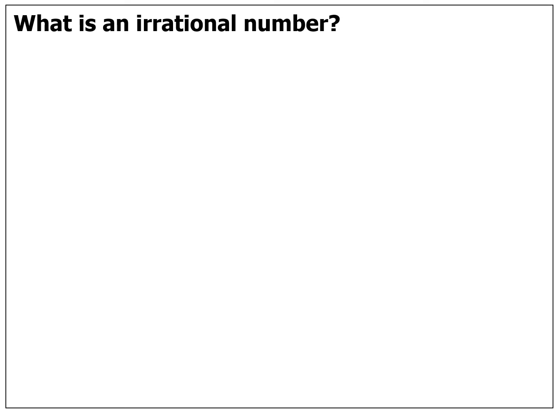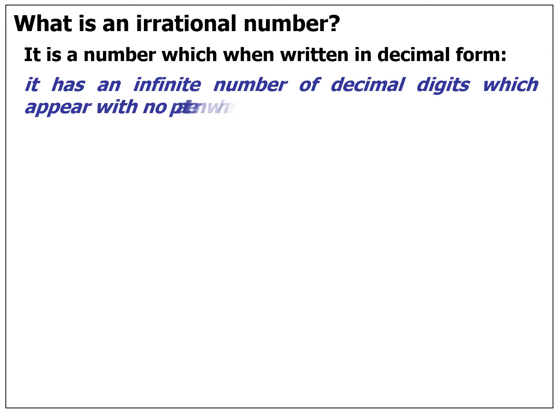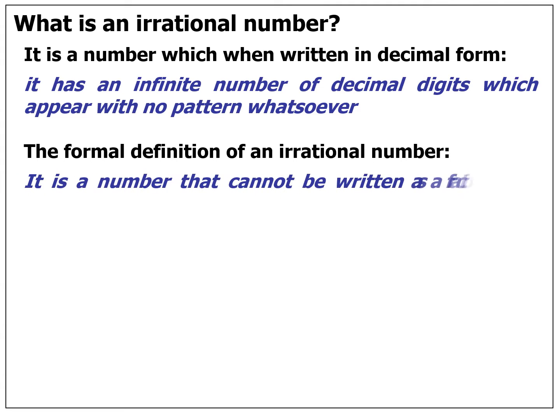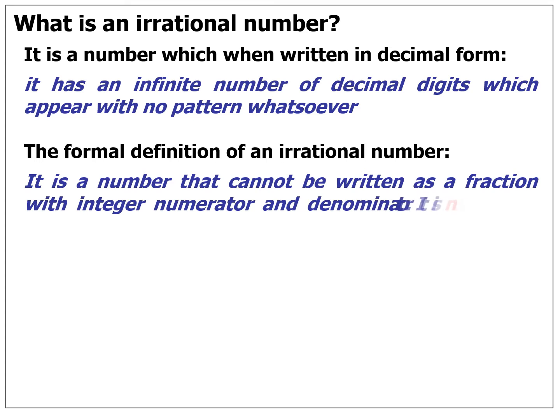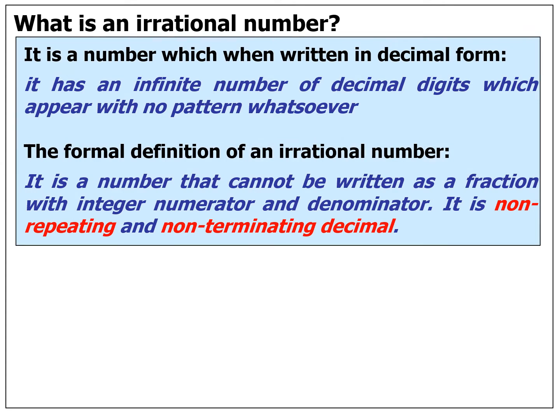So what is an irrational number? It is a number which, when written in decimal form, has an infinite number of decimal digits which appear with no pattern whatsoever. If we say infinite, it does not end. So the formal definition of an irrational number is a number that cannot be written as a fraction with integer numerator and denominator. It is a non-repeating and non-terminating decimal.